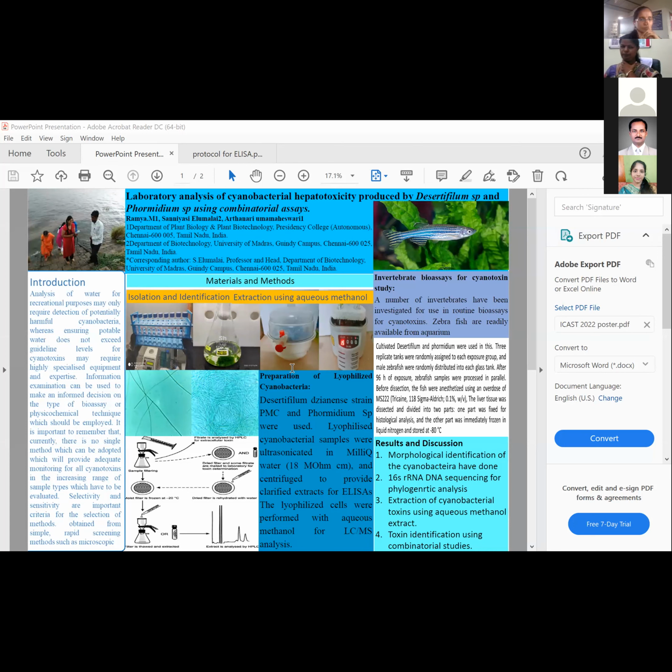Good evening to one and all. I'm Ramya, PhD research scholar from Presidency College, Chennai. I'm working under the guidance of Dr. Uma Maheshwari and Professor Erumalai sir from Madras University. As we all know, water is a major resource for drinking, recreational and all other activities. I have chosen the lake of Viranam, which is in the Cuddalore district, 4 hours of distance from Chennai.